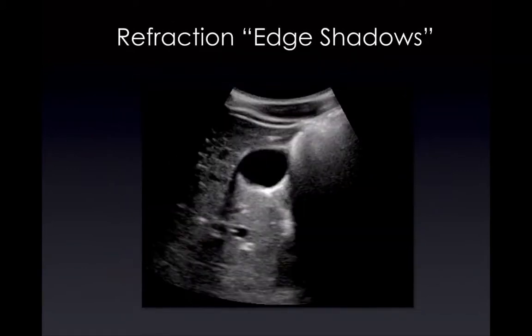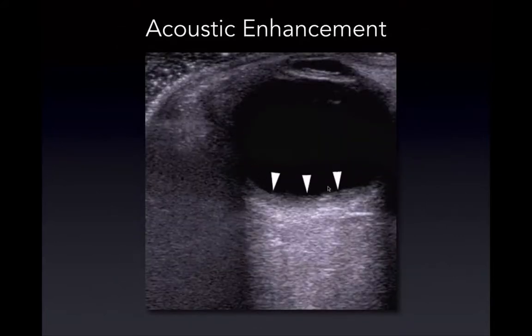Another one is what we call edge shadows. Again, the probe is up here, sound waves are coming down. Every time there's a cystic structure with a curve, that sound beam crosses a boundary and reaches that curved structure. The sound waves are scattered and refracted, so instead of going down, they go sideways. And there's that energy loss and the formation of a shadow because it's a cystic structure. Again, common to see. This is a globe, an eye.